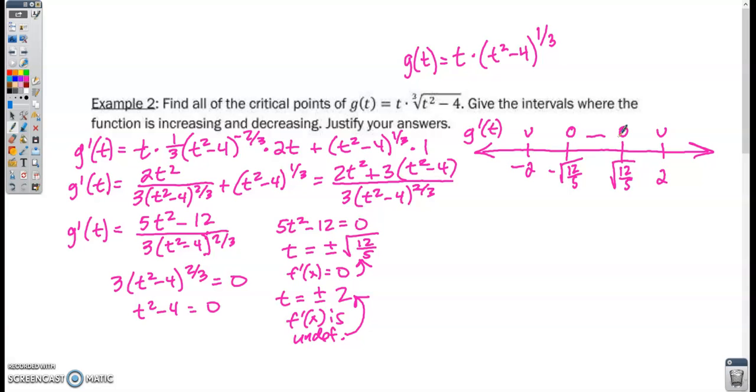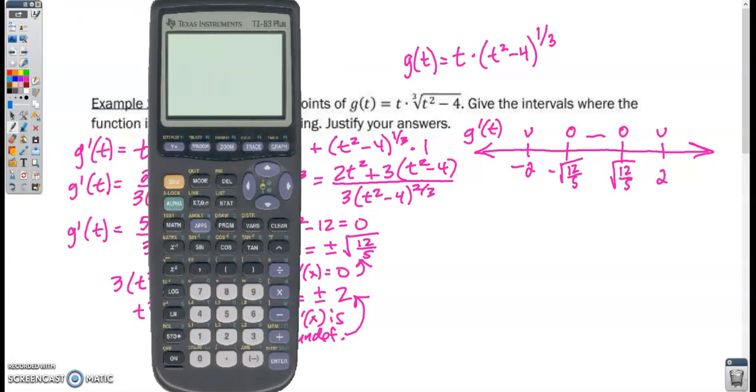It's very close to 2. Let's just use 1.9, for instance. If I use 1.9, this value in the numerator is going to be negative, since 5 times 1.9 squared is a little smaller than 12. And this value in the denominator is going to be positive. Is that right? Did I get that right? Maybe I should use my calculator to help me here.